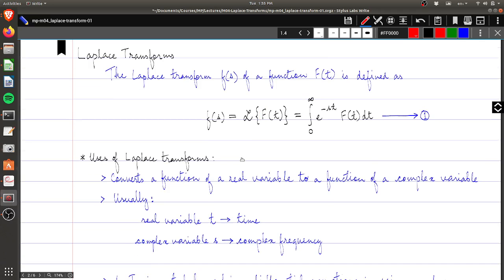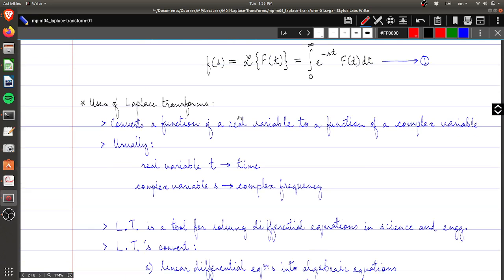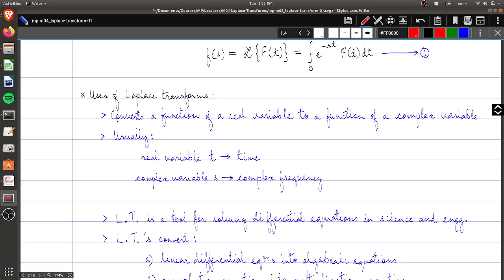So what are the uses of the Laplace transform? First of all, it gives you a way to convert a function of a real variable to a function of a complex variable. f of t is a function of a real variable, and f of s is a function of a complex variable. So s could be a complex number. It need not always be complex. In many cases it will be real, but in general s could be a complex number. That's the first use.